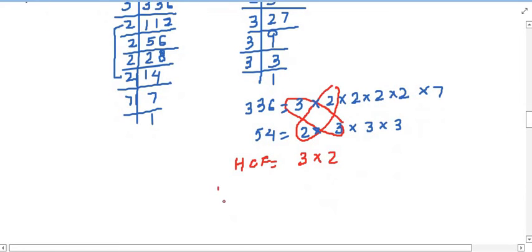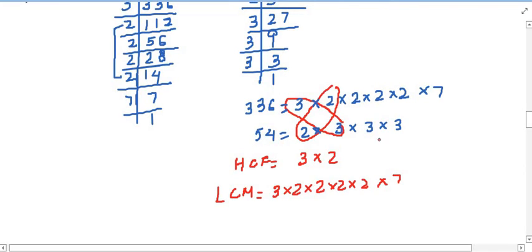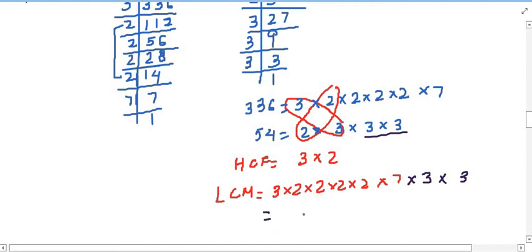For the LCM, let's take the prime factors of 336, that is 3 times 2 times 2 times 2 times 2 times 7, and then multiply with the remaining prime factors of 54, that is 2 times 3 times 3. So if we multiply all these, we will get 3024.